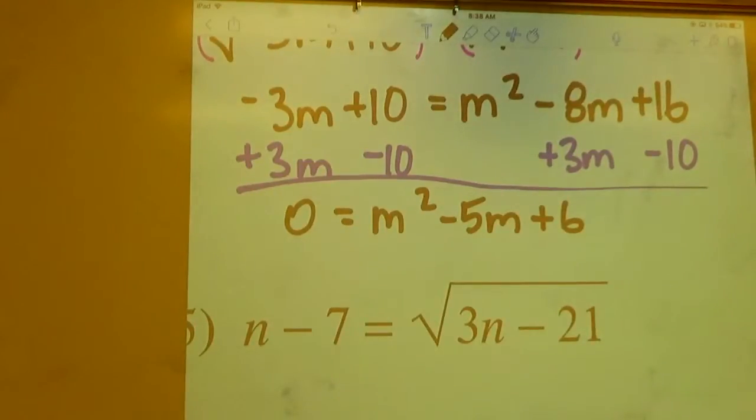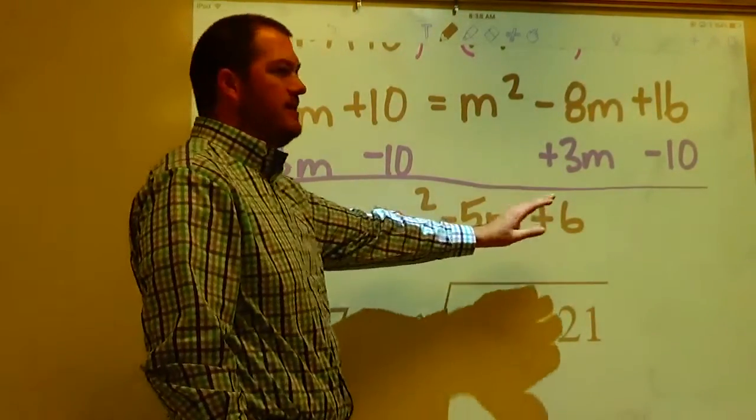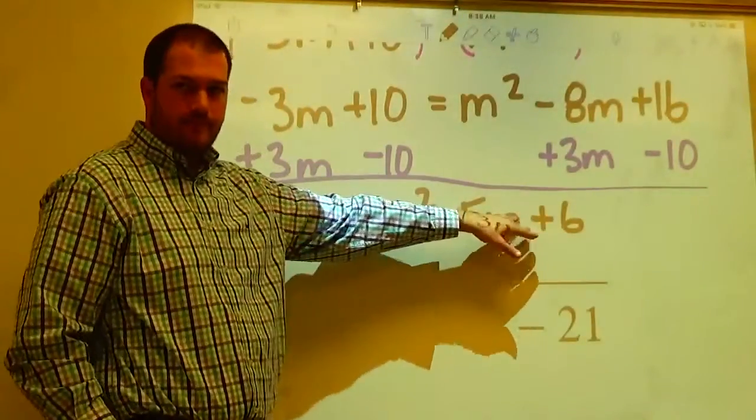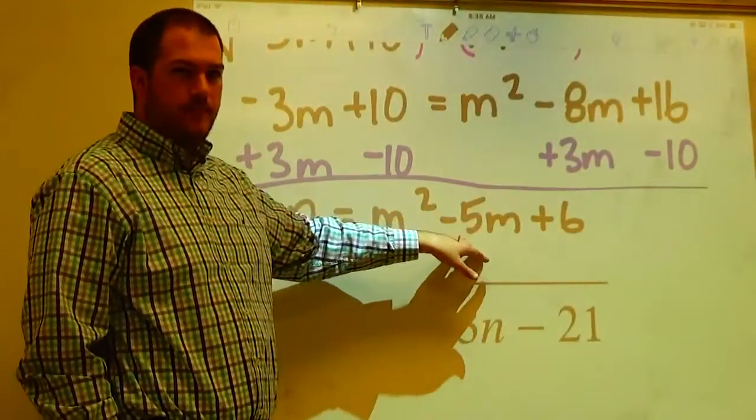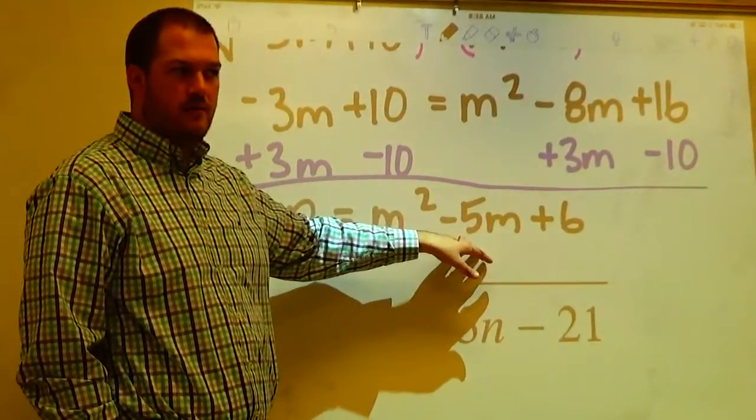So what are some factors of 6? Does that add to 5? Yes, it does. Now, be careful. What do the signs of those need to be? If this is negative and this is positive, the 3 needs to be... Both of them need to be negative. Why do both of them need to be negative?